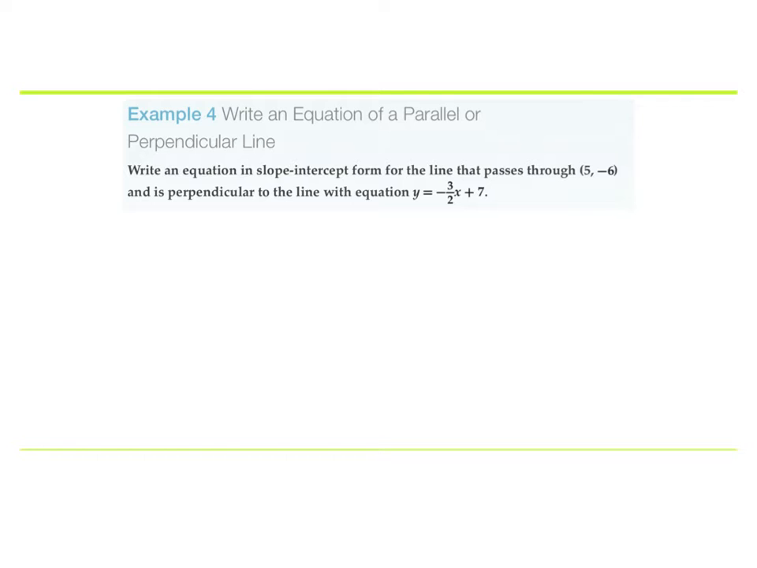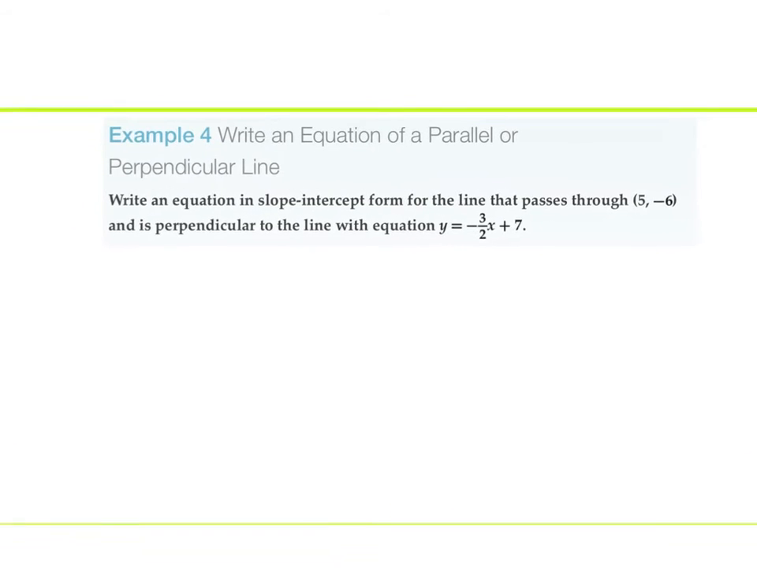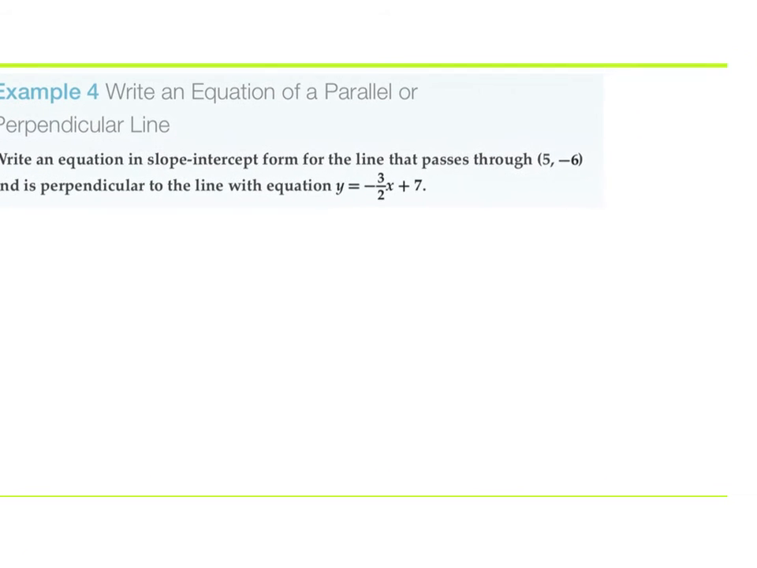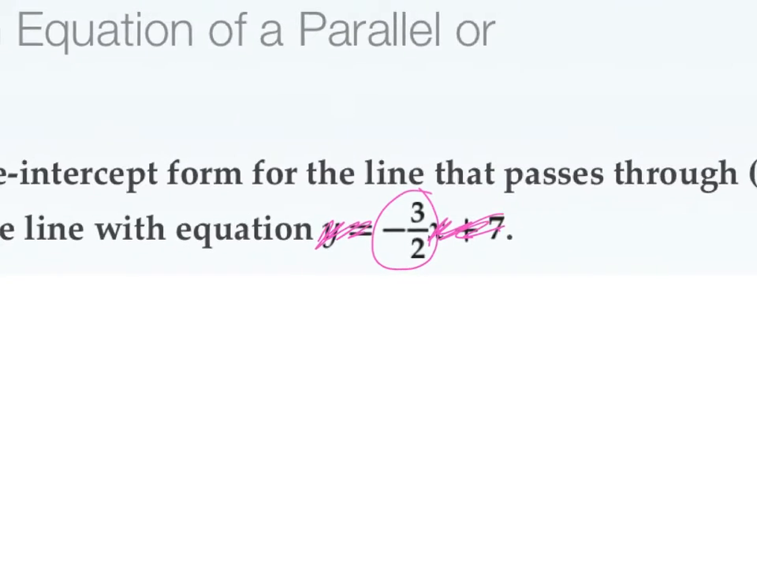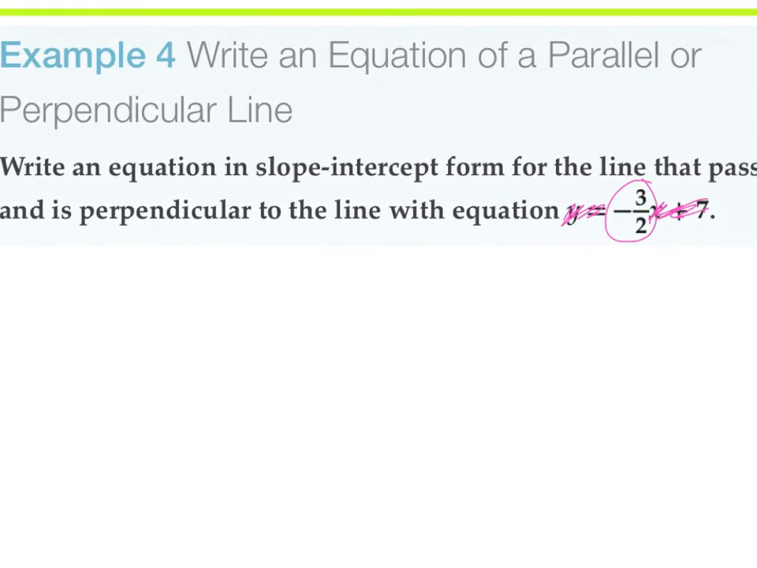So let's go to some examples. We need to write an equation in slope-intercept form for the line that passes through (5, -6) and is perpendicular to the line with equation y = -3/2 x + 7. All we do with this equation is look at the slope. We're going to ignore everything else that it gives us. All we're doing is focusing on the slope. It tells us that our new line is perpendicular to this one.